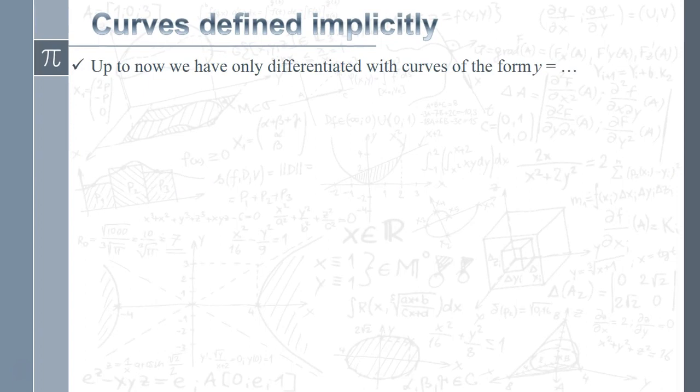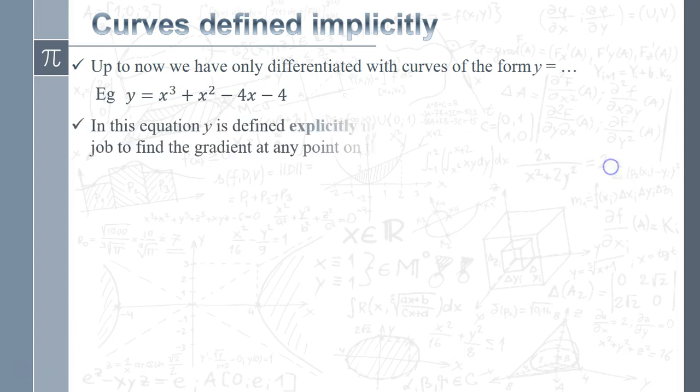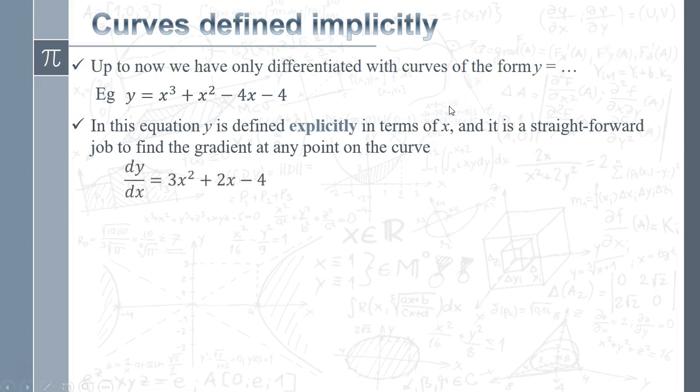So here we go. Let's first of all figure out what we mean by implicit and explicit definitions. Up to now we've really only dealt with curves in the form y equals. That might be something like that, and that's easy enough to differentiate. That one there is referred to as an explicit definition because y is defined in terms of x. And so we can differentiate, and we get that, no problem at all.